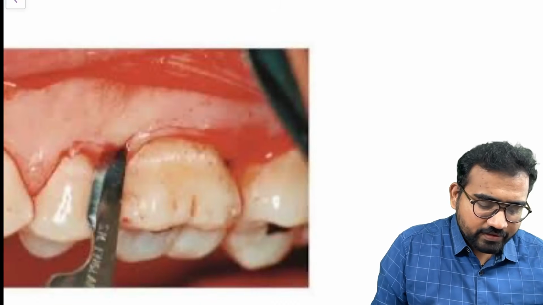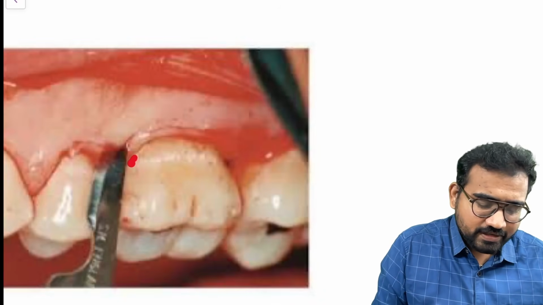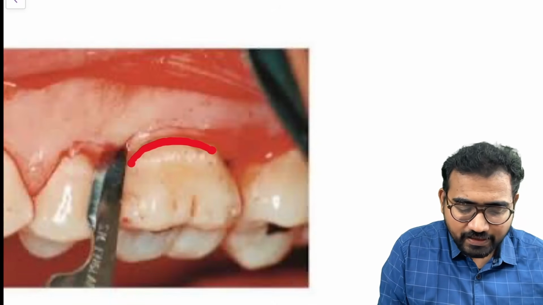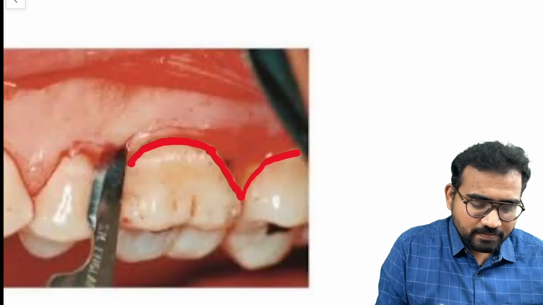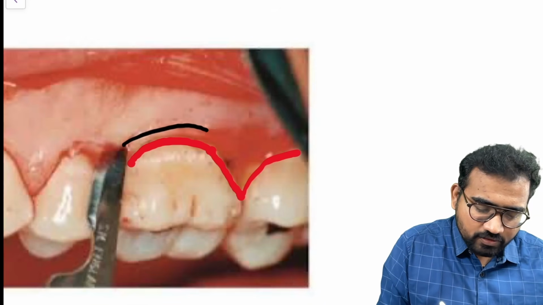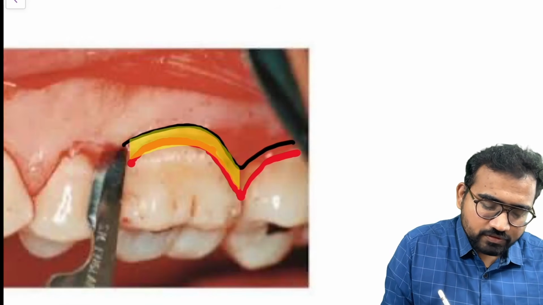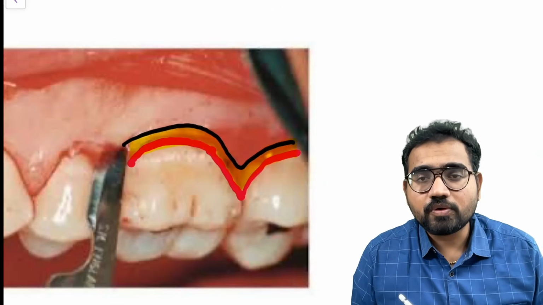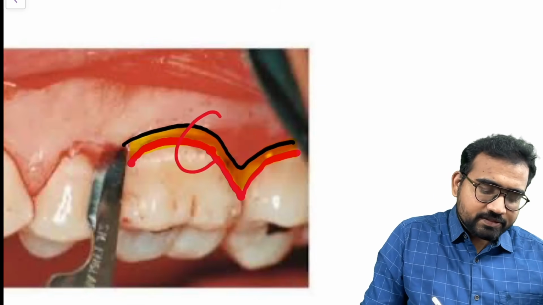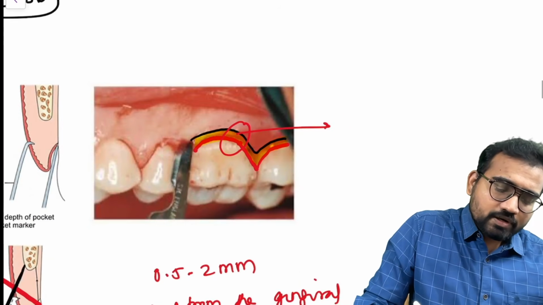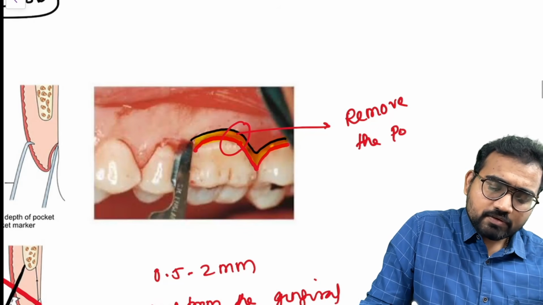So I have given the internal bevel incision, which is 0.5 to 2 mm from the gingival margin. I have given the sulcular incision entering into the sulcus, and then I extend interdentally and break the papilla. Once I break this papilla, this tag of tissue is going to be removed. In this way I'm going to remove the pocket lining. Am I right?